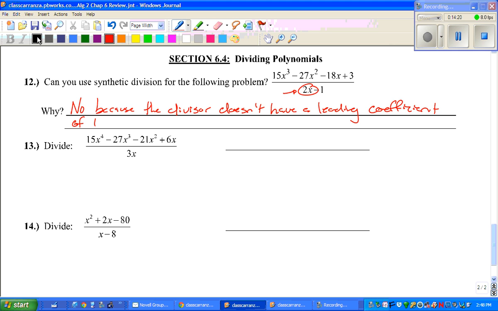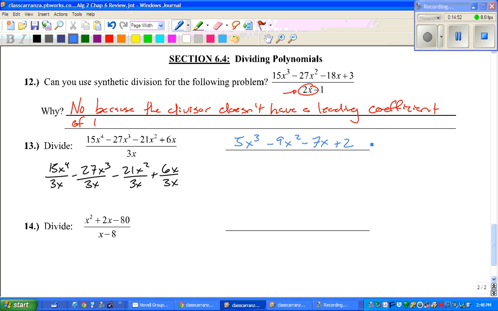Okay, now for number 15, since this is a monomial, I want to divide that 3x into each one of these guys. Okay, and then from there, you just simplify everything, where it'd be 5x cubed minus 9x squared minus 7x plus 2.